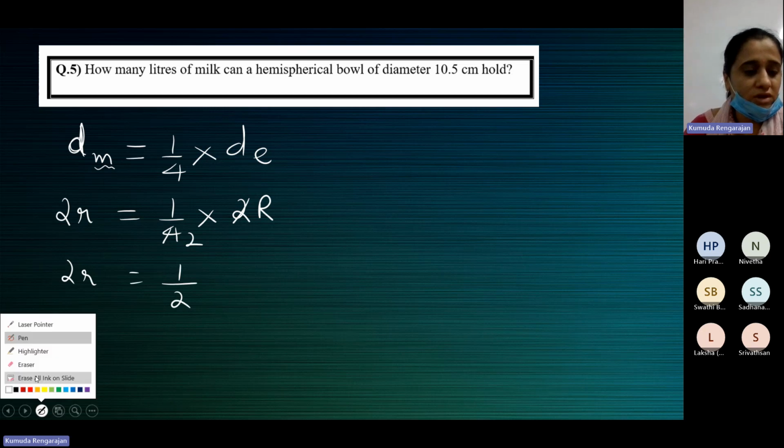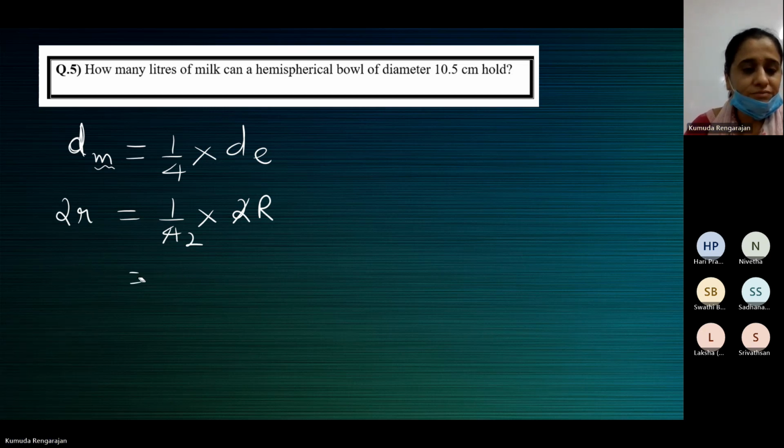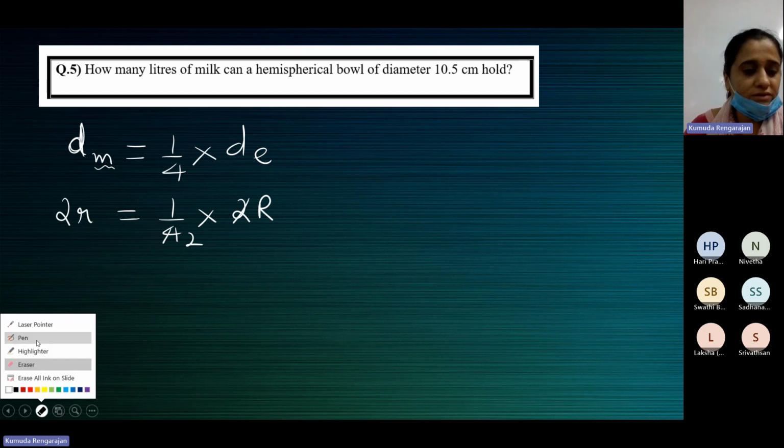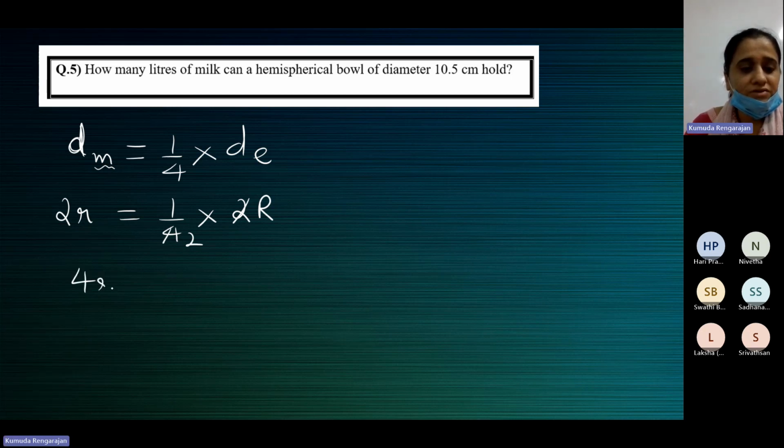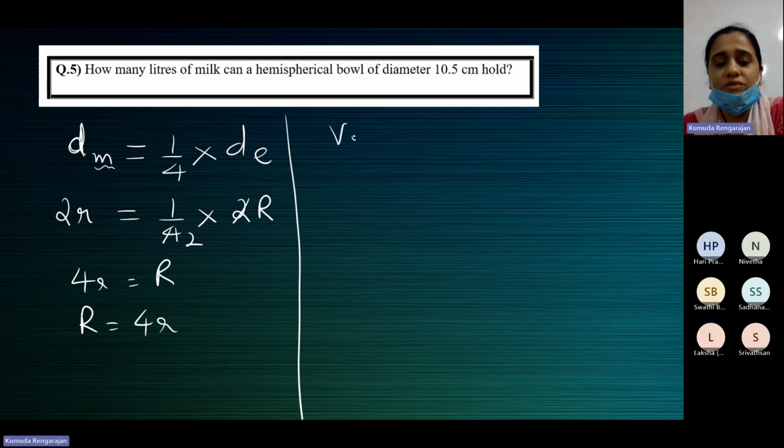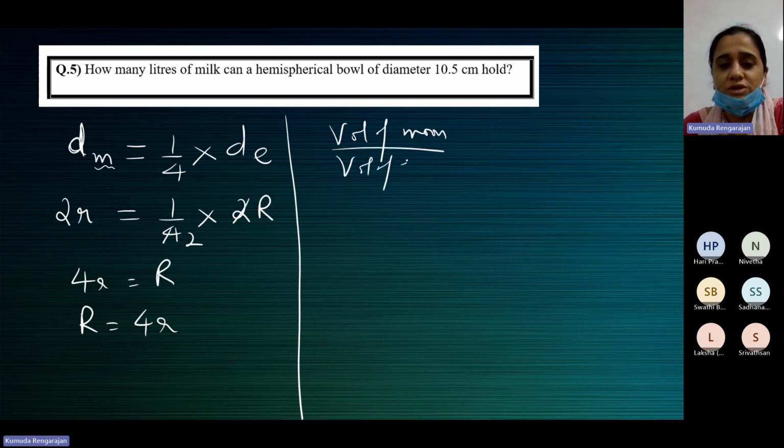On cross multiplying, what do you get? 4r is equal to R, or R is equal to 4r. Now we need to find the required fraction: volume of the moon by volume of the earth. This is the required fraction.